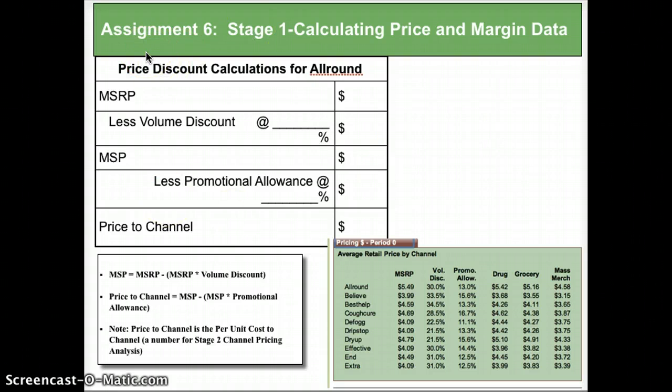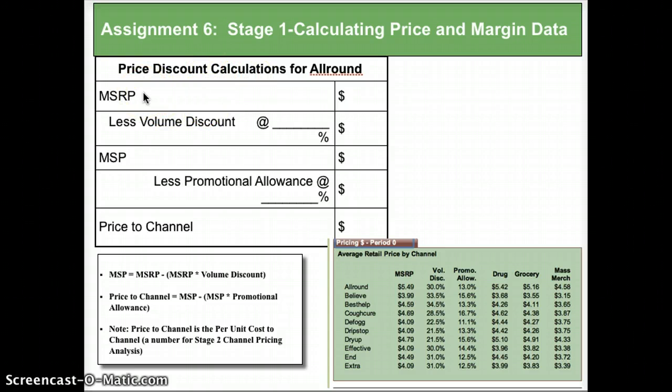Now, exercise number 6, the gross margin calculation, they have broken that up into 2 stages. So stage 1 is calculating price and margin data, okay? And you'll see that again at the top of the form, the PDF file for exercise 6. And this again is reproduced from that form. So we have price discount calculations for all around.